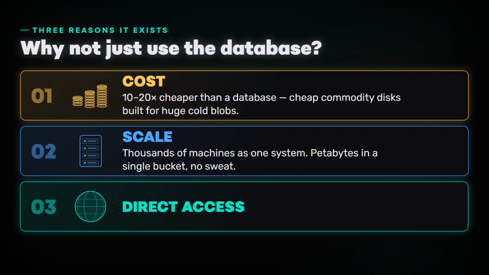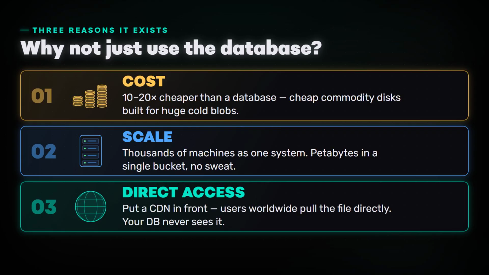Reason 2. Scale. Your database is one machine or a small cluster. Object storage is thousands of machines running as one system. Companies store petabytes in a single bucket without thinking about it.